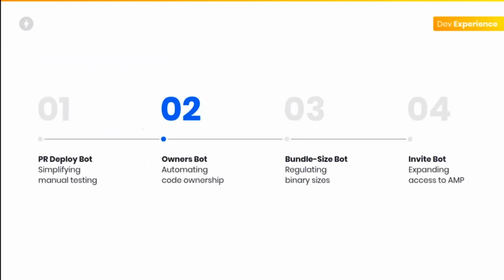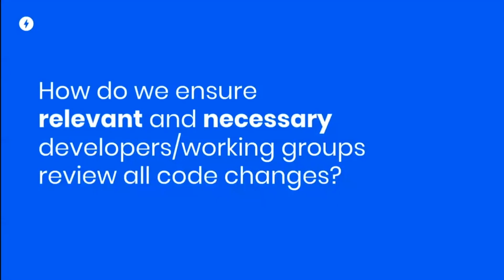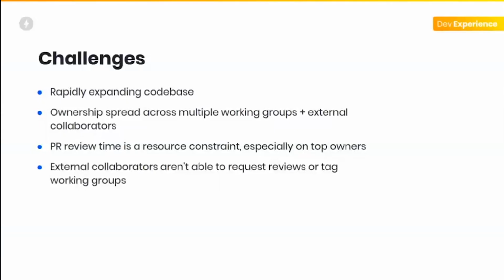Next, we're going to look at the owner's bot, which automates the process of establishing and operating on code ownership. So as our code base and developer pool expanded, the question we faced was how do we ensure that each PR gets reviewed by people who know what's important in that PR, but also each stakeholder likewise is informed about changes relevant to their component or working group.